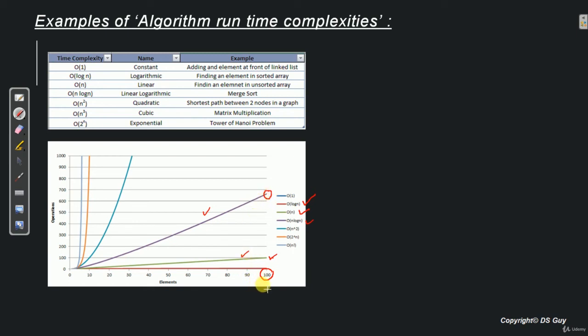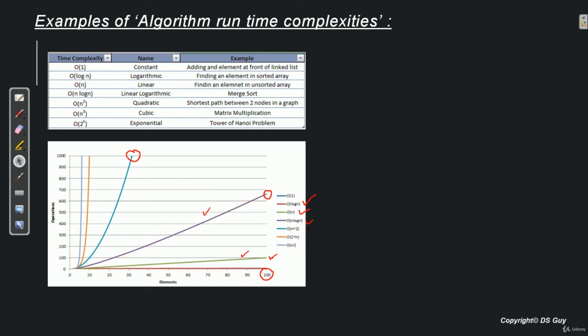Now if you see, we have n square represented by blue color. So only for around 35 elements it is taking 1000 plus operations. And orange and the light blue color take even more time compared to the other operations. So I hope this gives you a fair idea about how one time complexity compared to another makes so much of a difference in terms of the time that it takes.